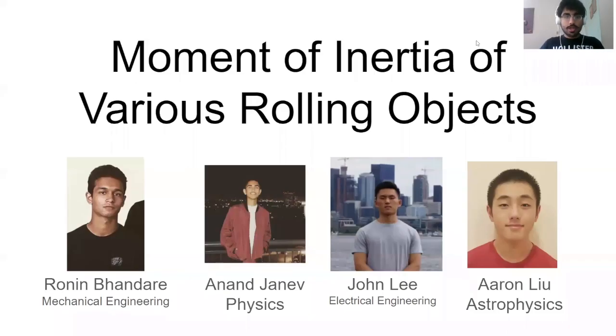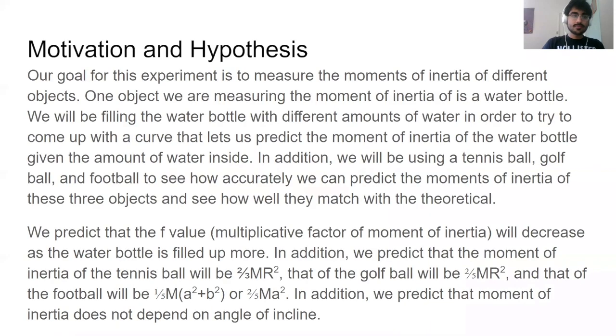Hi everyone, so we're group 5 and for our project we did the moment of inertia of various rolling objects. So in our group we have Ronan Bandari who's in mechanical engineering, there's me, Anand Genev, who's doing physics, there's John Lee who's doing electrical engineering, and Aaron Liu who's doing astrophysics. So we'll start off with the introduction.